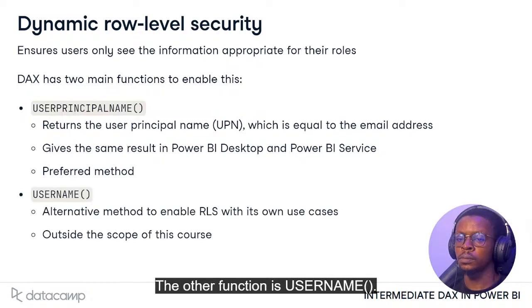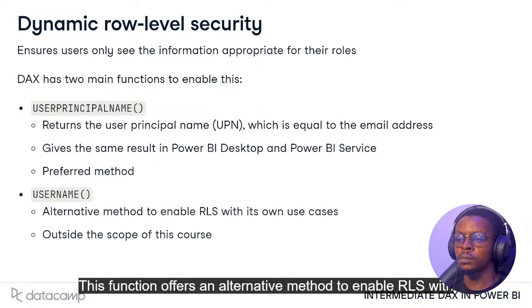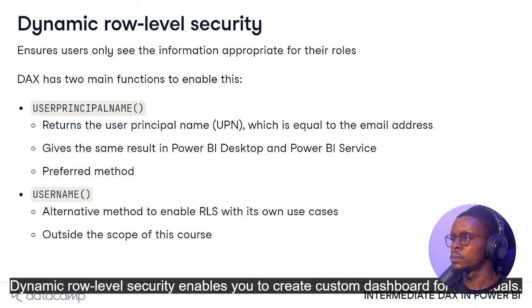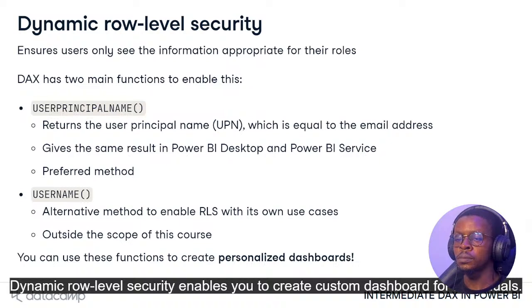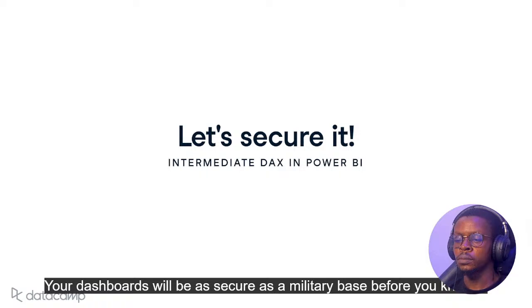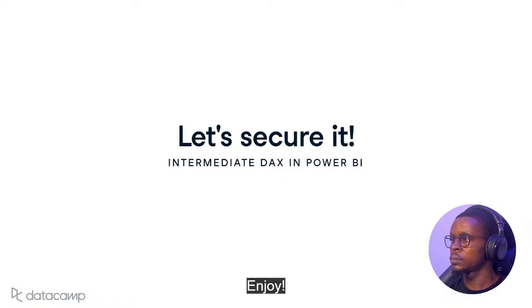The other function is username. This function offers an alternative method to enable RLS with its own use cases, but falls outside the scope of this course. Dynamic row-level security enables you to create custom dashboards for individuals. You can, for example, personalize the dashboard of each individual salesperson. This is a very powerful feature of RLS, and you'll learn how to do this later on. Your dashboards will be as secure as a military base before you know it. It's securing time. Enjoy.